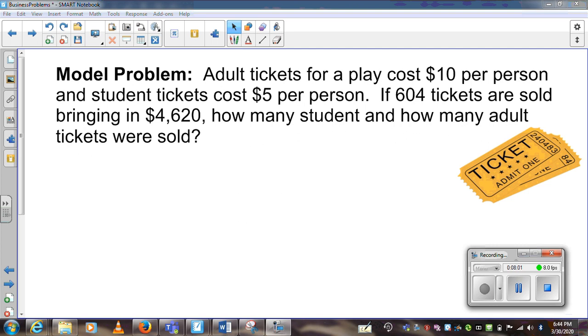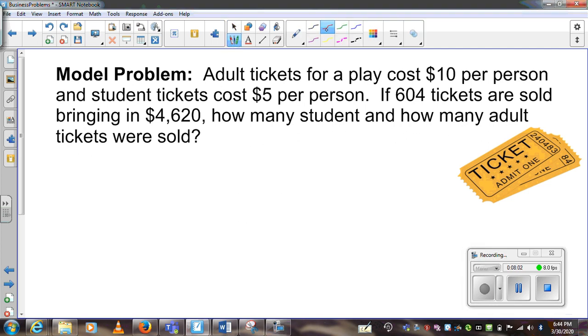Okay, so let's go through what we know. In this problem, we know that adult tickets are $10 per person. We know that student tickets are $5 per person. And we know 2 important details. We know that there were 604 tickets sold, and we know that the total revenue, or what they earned, was $4,620.